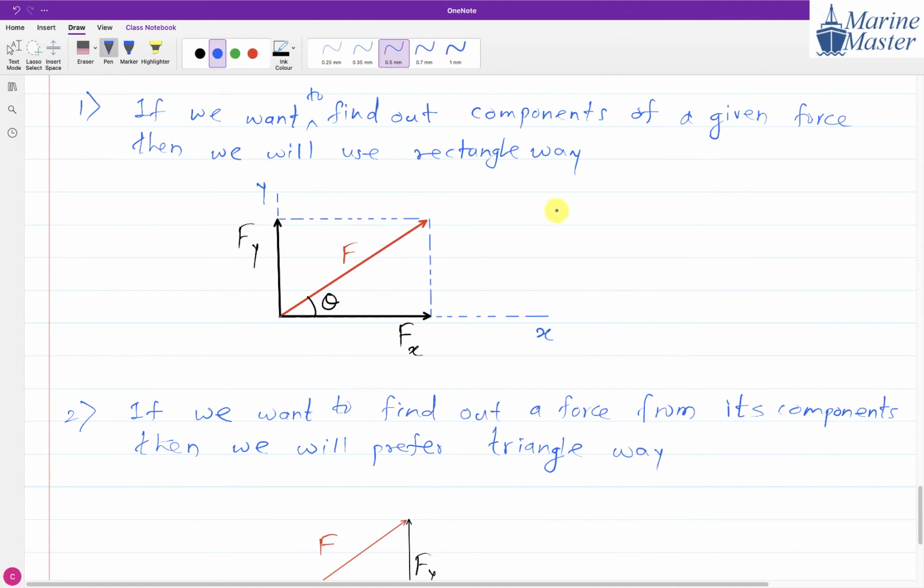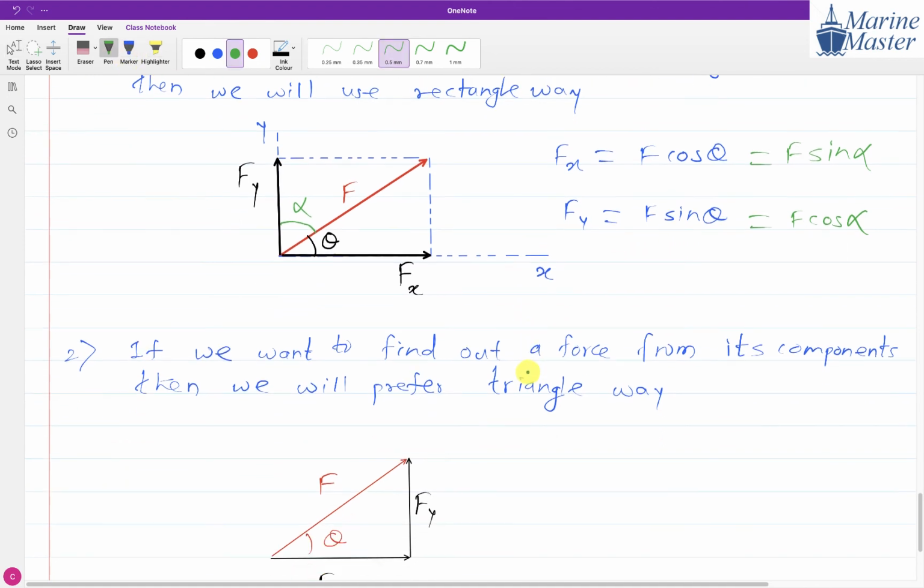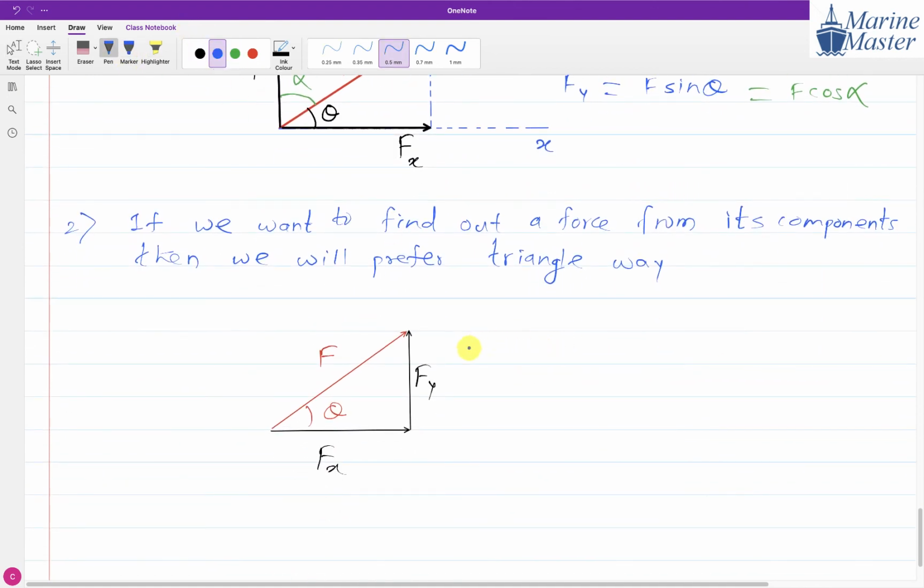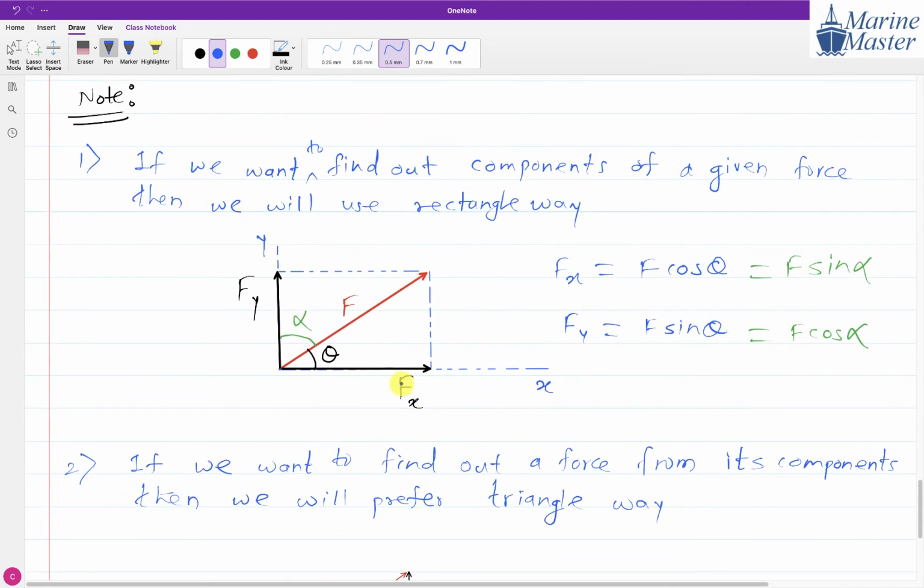No, sir. So here Fx will become equal to F cos theta. Fy will become F sin theta. If you assume this angle as alpha, then Fx will become F sin alpha and Fy will become F cos alpha. So I have cleared this doubt also. Whatever the angle, with respect to that it is cos, and the other one will become sin. And for F I have explained already how to get it from Fx square. So please write down this note.